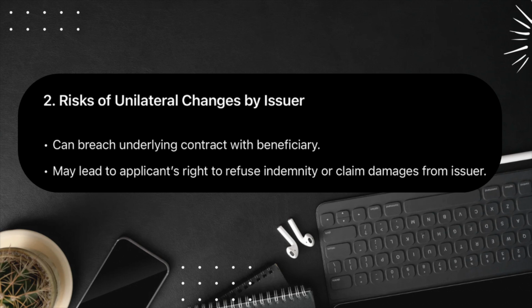Even if the unilateral changes would not cause the applicant to breach the underlying contract, the unilateral changes may be a breach of the express or implied terms of the relationship between the applicant and issuer. In either case, the unilateral changes may give the applicant the right to refuse to indemnify the issuer if the issuer has to pay a demand under the instrument. It may even give the applicant the right to claim damages from the issuer if the applicant has suffered a loss as a result of the issuer's action.